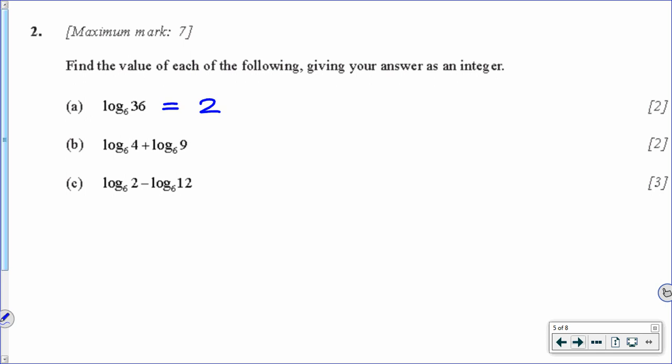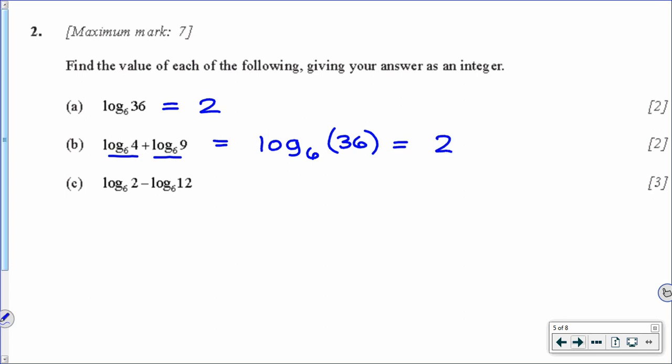This next one, I can't simplify or evaluate log base 6 of 4 or log base 6 of 9 because those are not powers of 6. But what I can do is condense this first. I know that I'm allowed to condense if they have the same base by multiplying arguments together because there's addition between those logs. And once I do that, I see that I have the log base 6 of 36, which is the same as part A, so it's just 2.